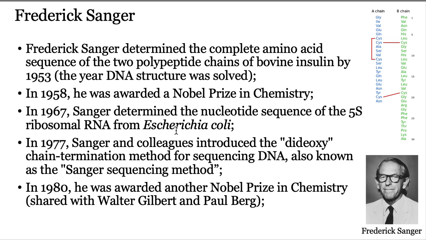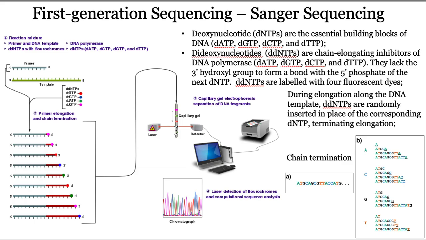Then in 1977, Sanger and Coulson developed a new method to sequence DNA. It's called the chain termination method, and this is also called the Sanger sequencing method. It became the standard sequencing tool in the early days. Sanger received another Nobel Prize for working on DNA sequencing, so he is one of the few people that received 2 Nobel Prizes. The first generation sequencing technology is also called Sanger sequencing.